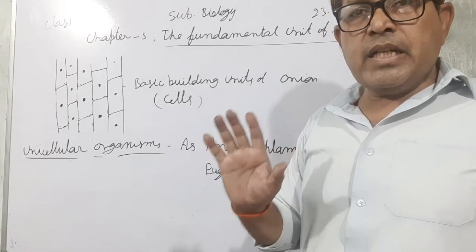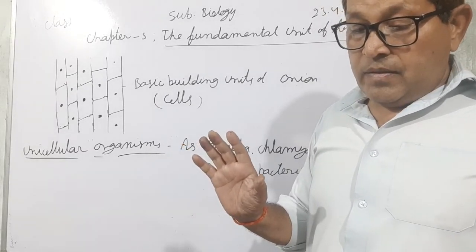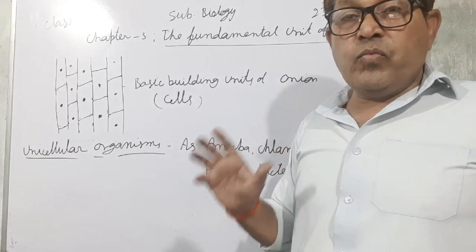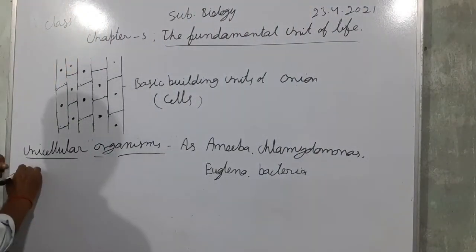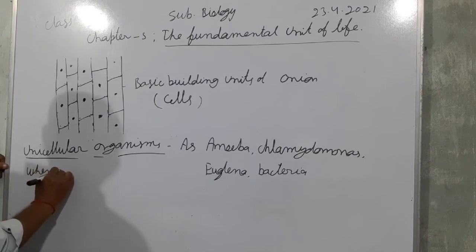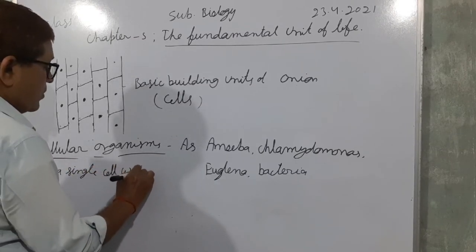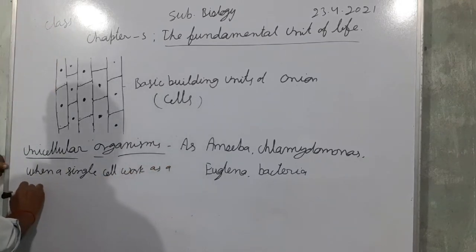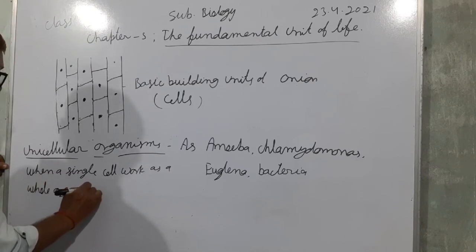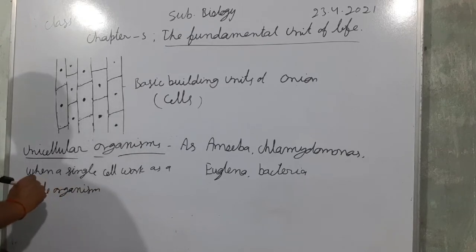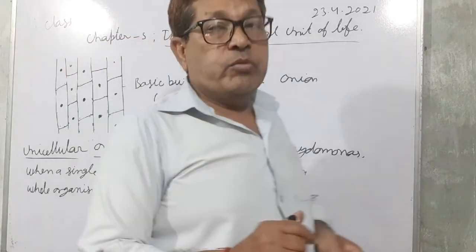When a single cell works as the whole organism, such individuals are called unicellular organisms.